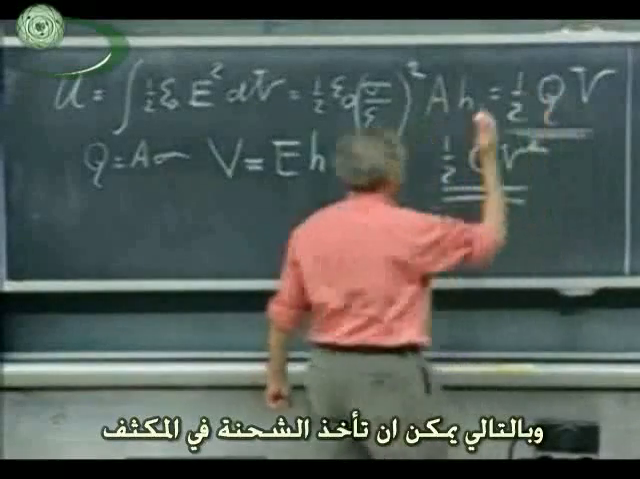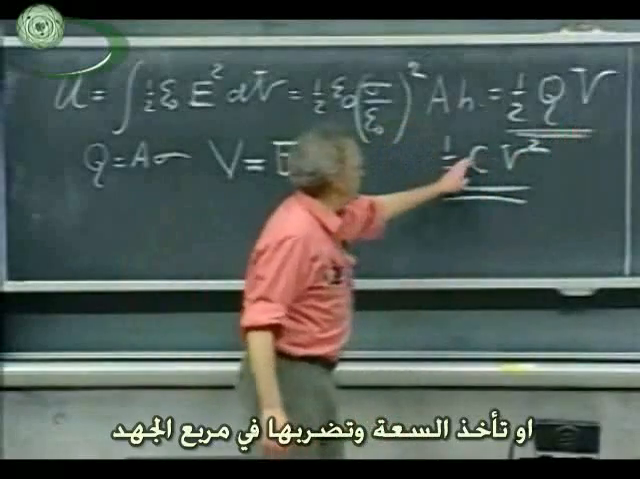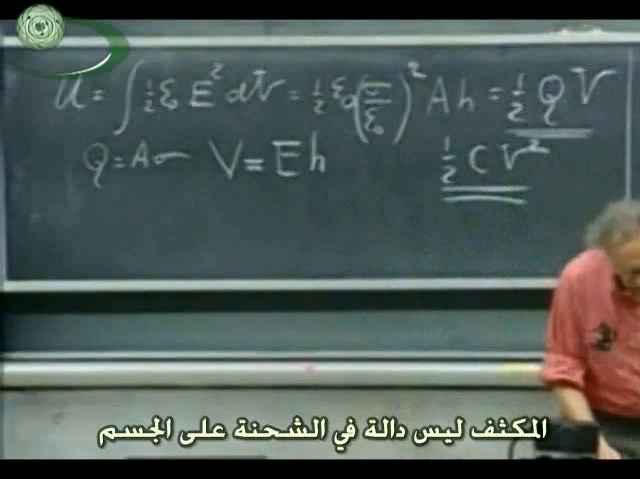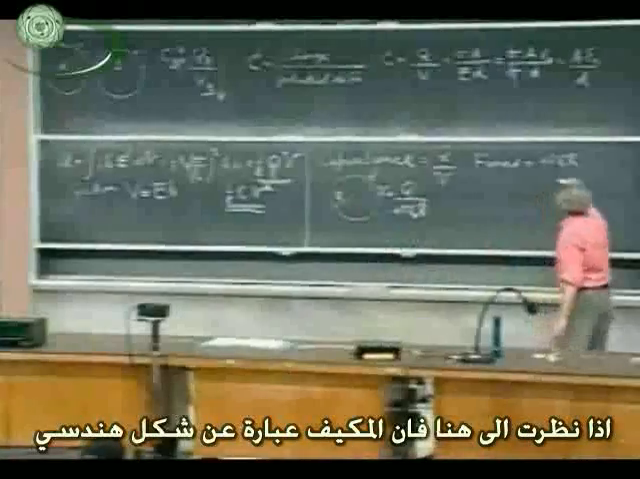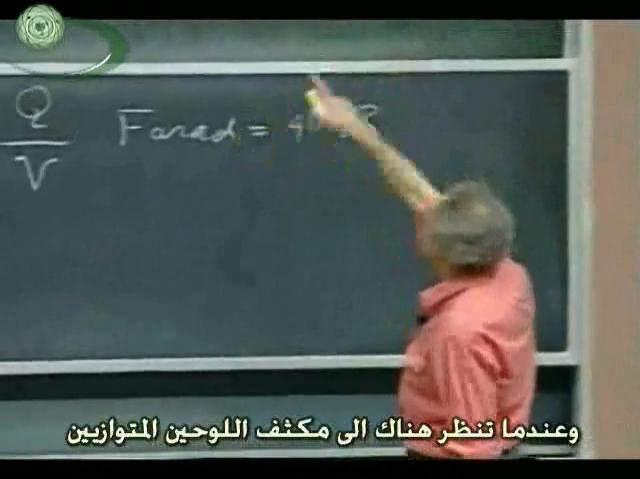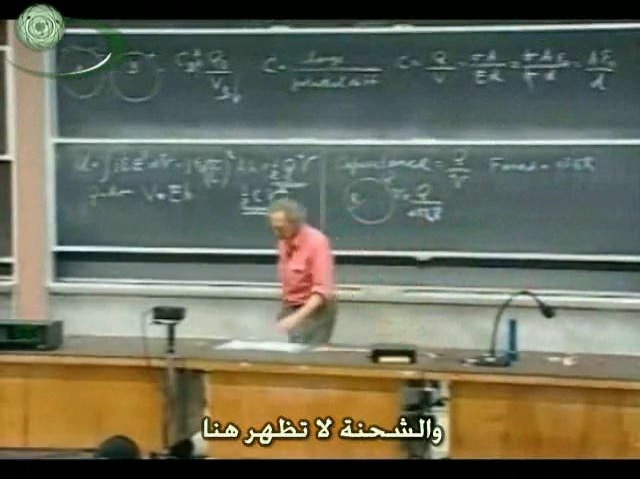So either you take the charge on the capacitor multiplied by V, or you take the capacitance multiplied by V squared. The capacitance is never a function of the charge that is on the object. Here, if you look here, the capacitance is only a matter of geometry. And when you look there, the plate capacitor, it's only a matter of geometry. Never does the charge show up in there.